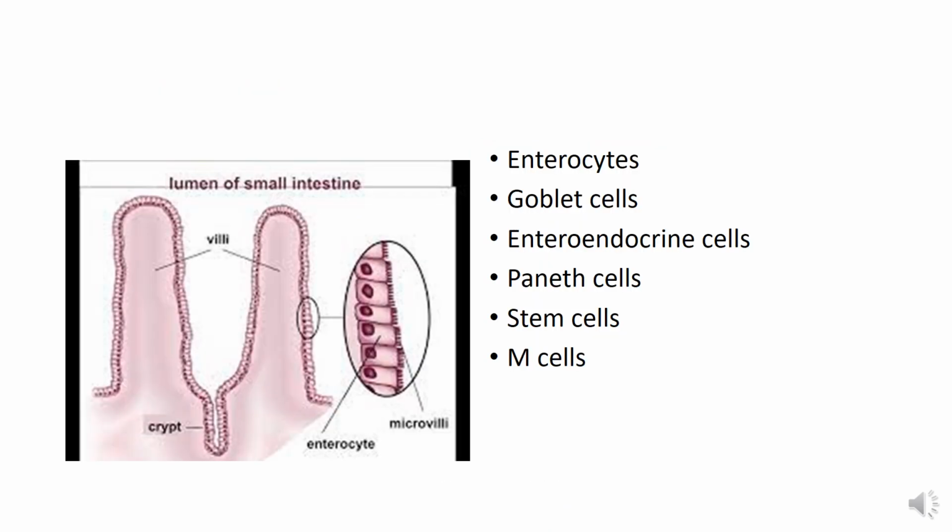So the cells lining the intestinal epithelium contain almost 6 types of cells: the enterocytes, the goblet cells. Enterocytes are the absorptive cells. The goblet cells, the enteroendocrine cells. These are the cells which secrete certain hormones which act locally. And then the Paneth cells. These are the cells of the immune system, that is, they work in defense. And stem cells, which regenerate the other types of cells, and the M cells. These are also related to the immune system.